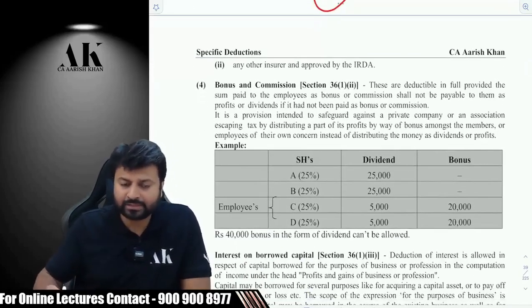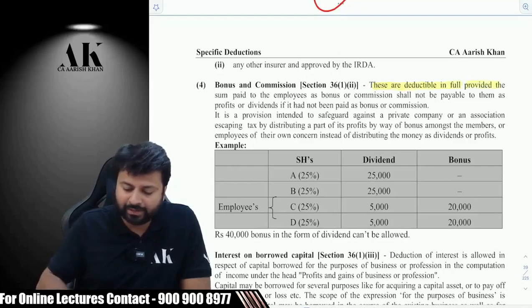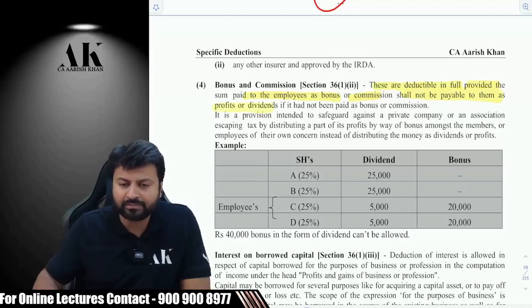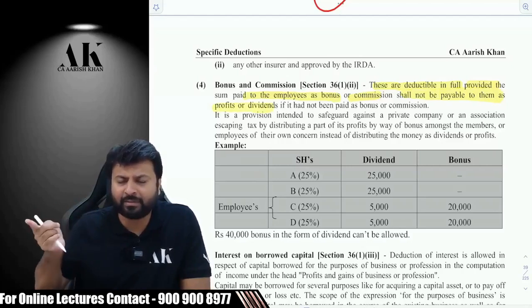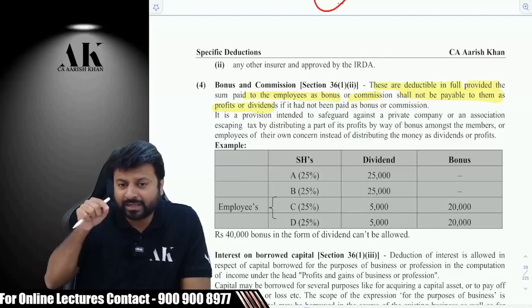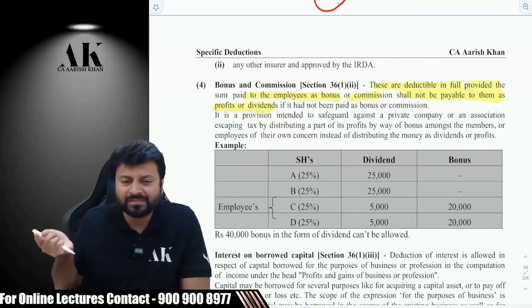Bonus and commission, 3612. The example is there in the book. You don't have to write it down, okay? These are deductible in full, provided the sum paid to the employees as bonus or commission, listen carefully now, shall not be payable to them as profits or dividend. So that 40,000 which I am paying, is it payable in the form of profits or not? It is payable in the profit, right? So we are transferring that amount to bonus. Then it is not allowed.